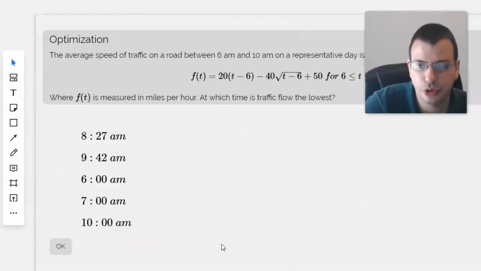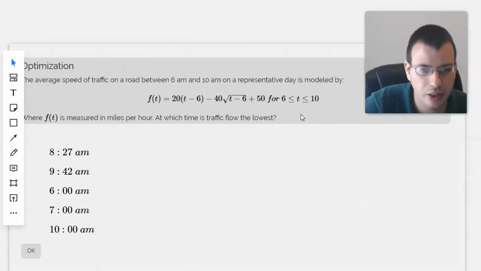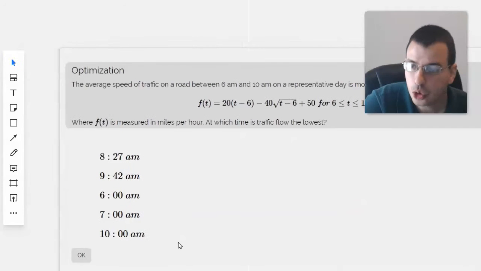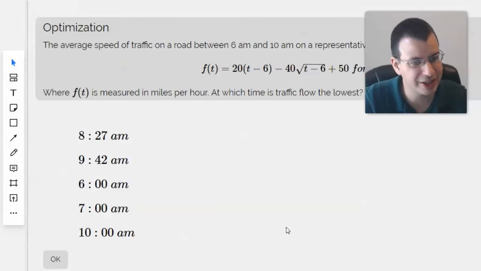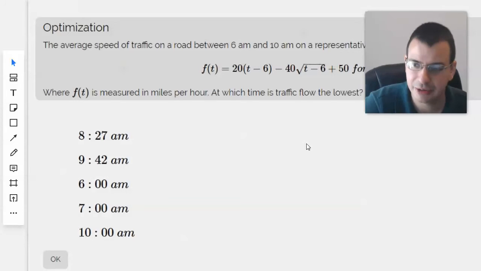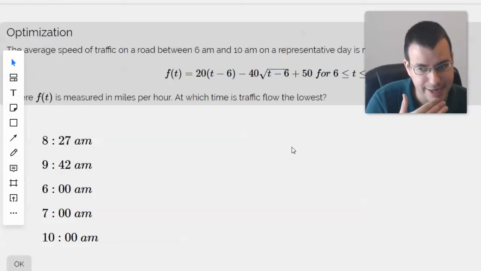The average speed of traffic on a road between 6 a.m. and 10 a.m. on a representative day is modeled by this, where f of t is measured in miles per hour. Which time is traffic flow the lowest? So we're looking for a minimum.